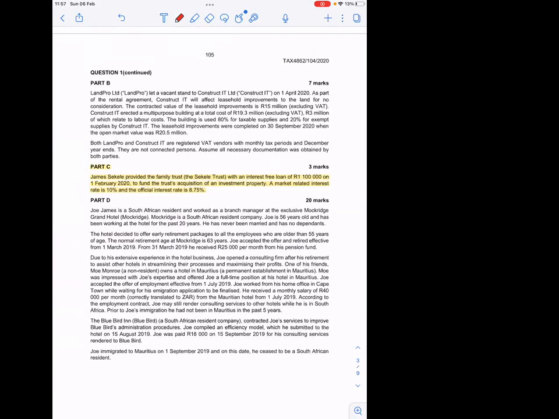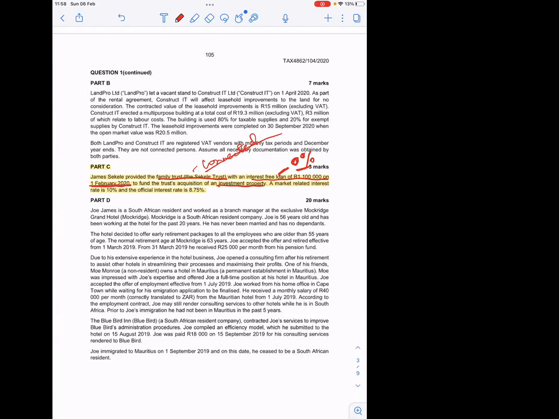Right. James Sikele provided the family trust. This is a family trust. So he is connected. It belongs to the family with an interest-free loan of 1.1 million on 1 February 2020. So it's an interest-free loan. The rate of interest is 0%. Right? To fund the trustee's acquisition of investment property. So it is an acquisition of investment property.